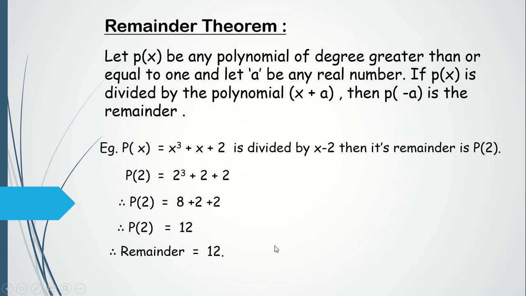Now, what is the factor theorem? The factor theorem is just the next step of the remainder theorem. We just have to check if the remainder is 0 or not. If the remainder is 0, it is a factor. If the remainder is not 0, it is not a factor. It means if the remainder is 0, the divisor is a factor of the dividend, and if the remainder is not 0, it is not a factor.